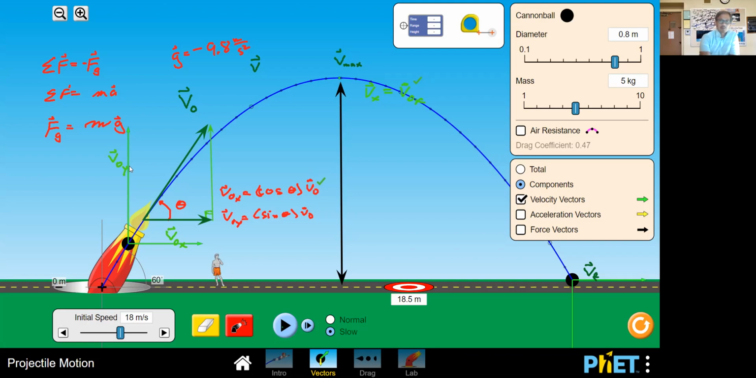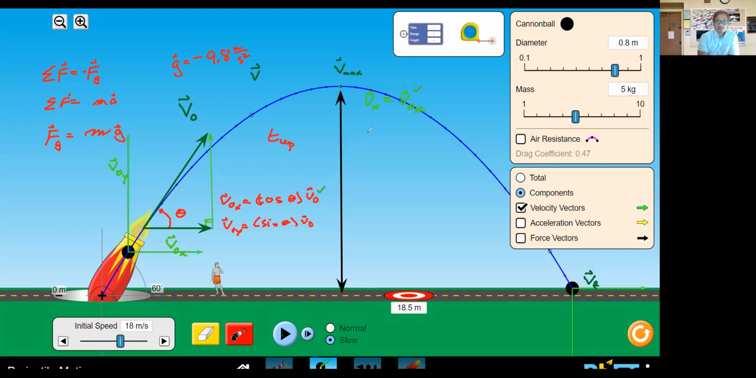The last thing I did want to point out to you is remember the time it takes to go up is going to be equal to the time it takes to go down. Okay, and so the total time is going to be time up plus time down. Now you have to understand this.